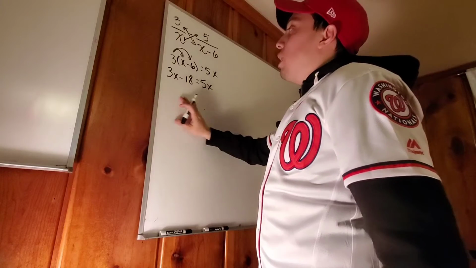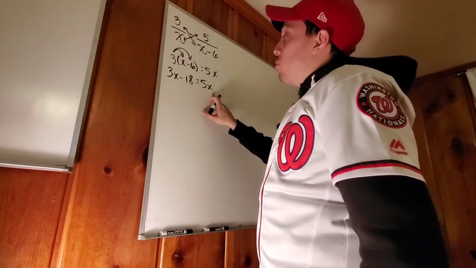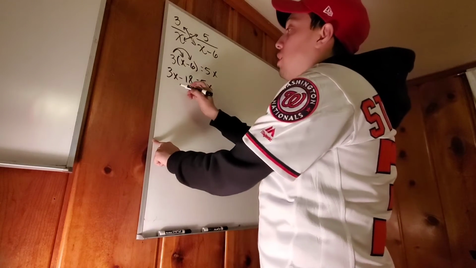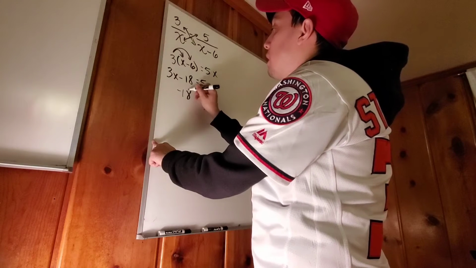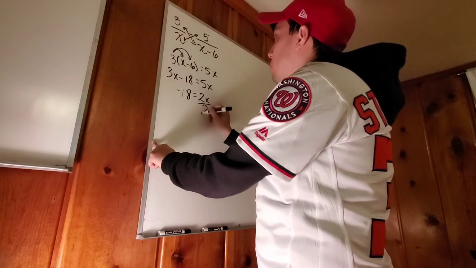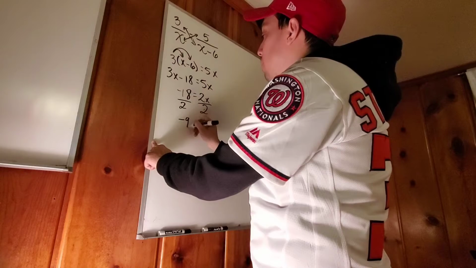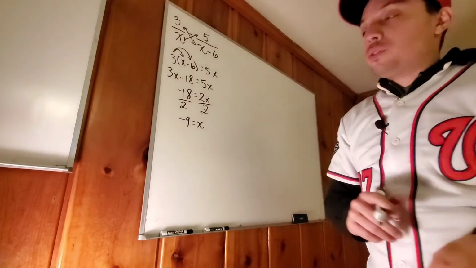I always tell you, please move from the least amount of x to the most amount of x. So we're going to move it from the left to the right, and it's going to be subtracted. So it's going to be negative 18 equals 2x. Then we're going to divide by 2. There's going to be negative 9 equals x. And that is how you solve the first example.